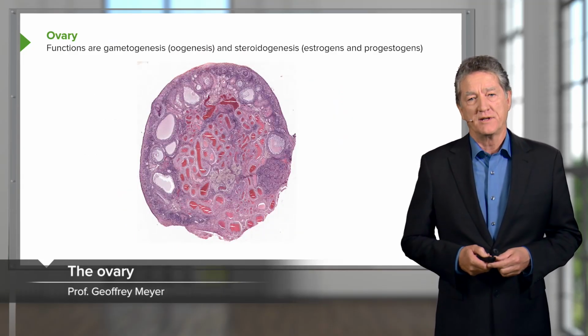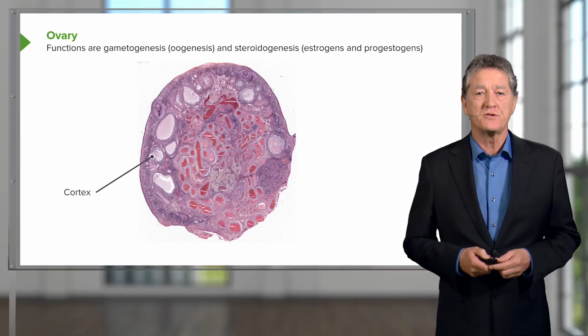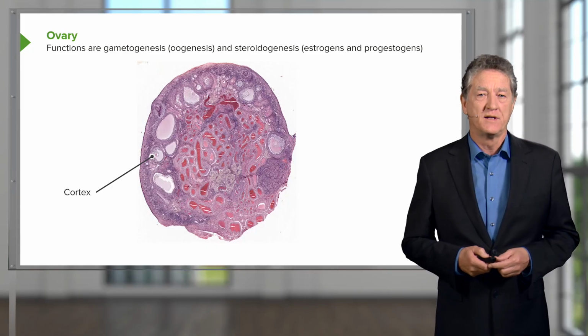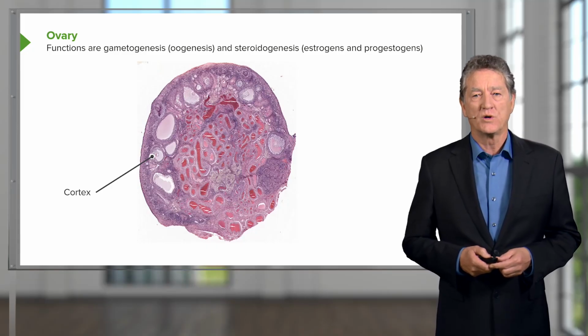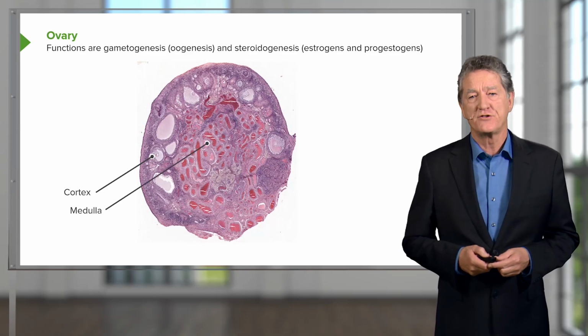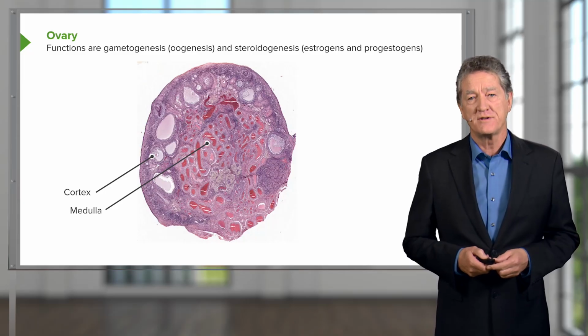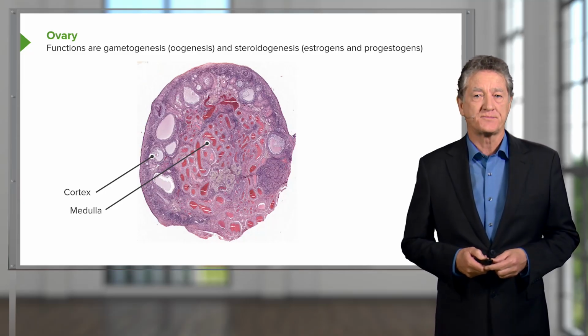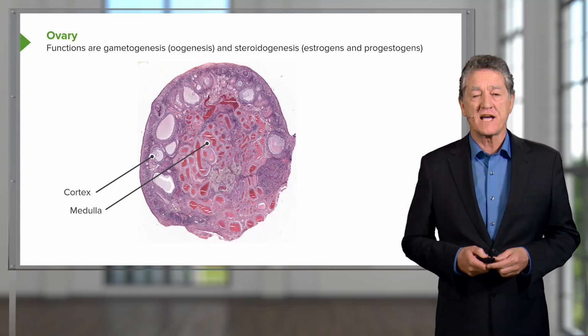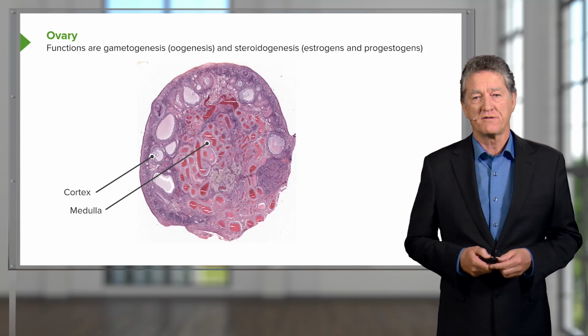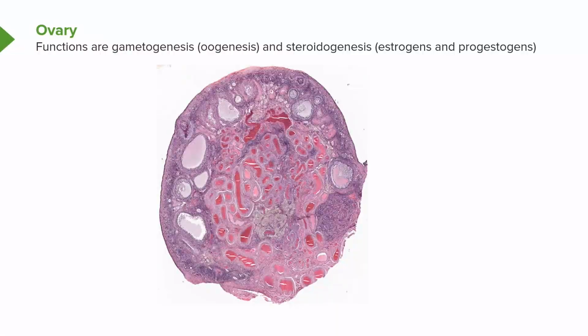Moving on to the ovary. Remember, it's the organ in the female that produces the gamete, the ovum. It's also the organ that produces hormones, steroidogenesis. And the main hormones produced will be estrogen and progesterone. Here is a section through an ovary. It's a histological section taken through the ovary of an adult.